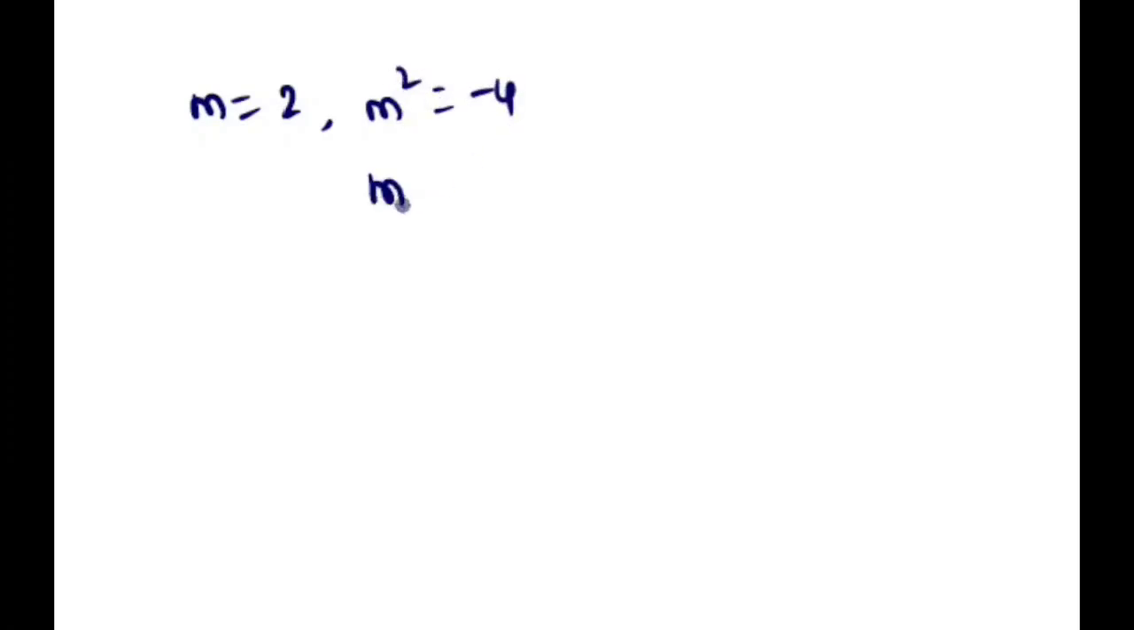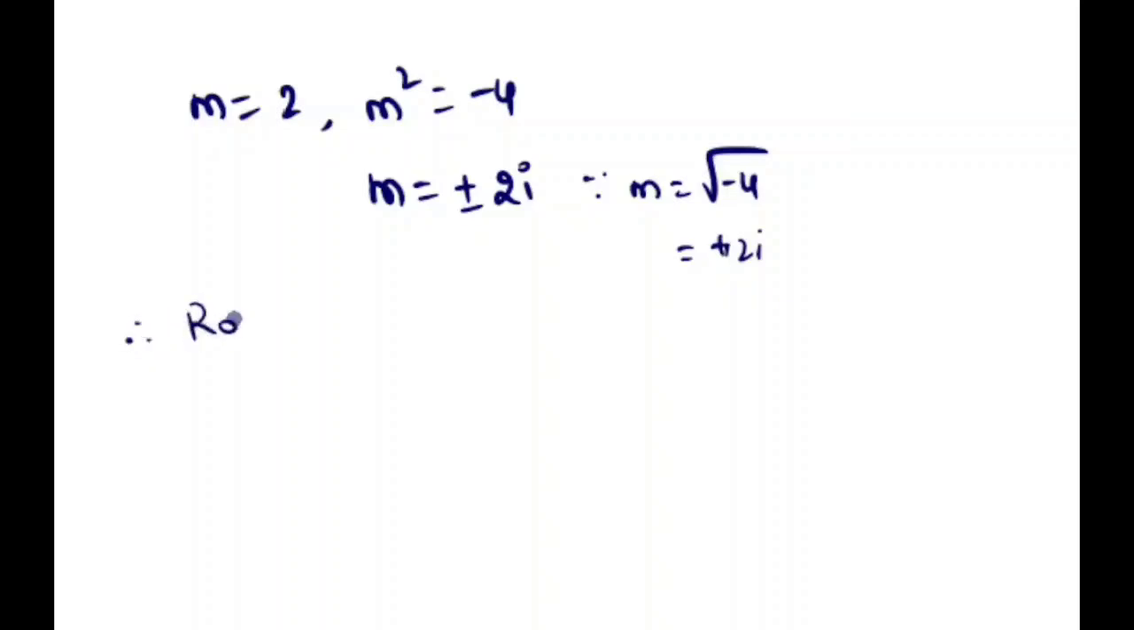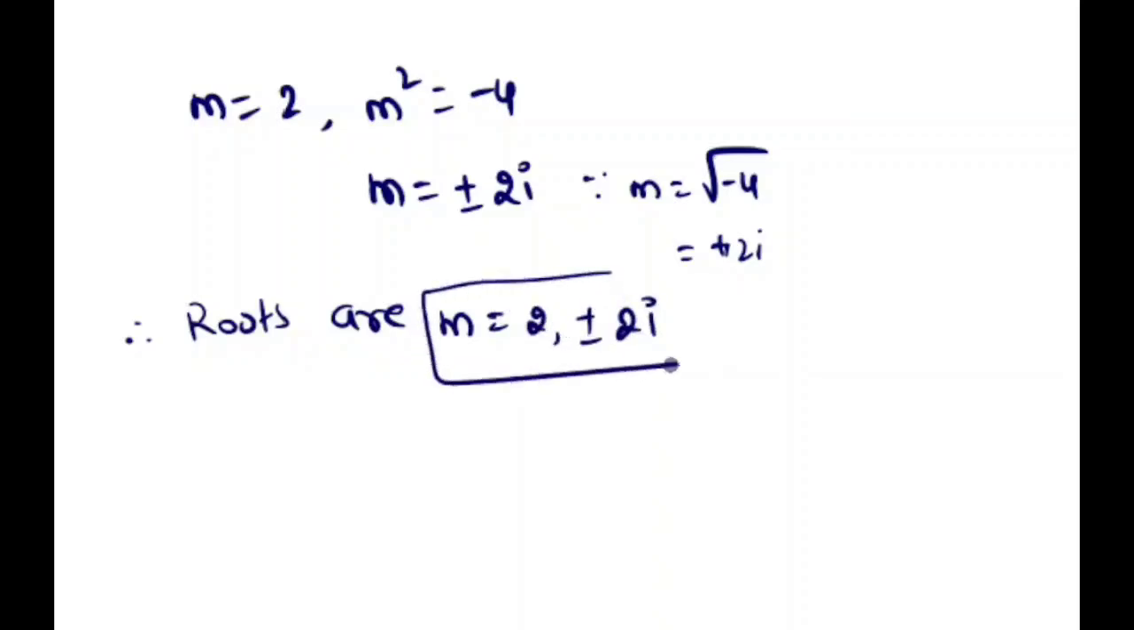What will this be? m is equal to plus or minus 2i. The square root of 4 is 2 and the square root of minus 1 is i. You already know this. So m is equal to square root of minus 4, so this becomes plus or minus 2i. Root 4 is 2 and root of minus is i. Therefore the roots are m is equal to 2, comma, plus or minus 2i. These are the two different roots.